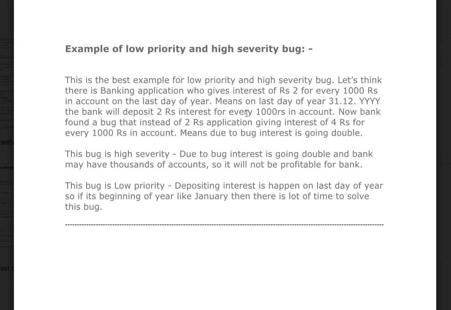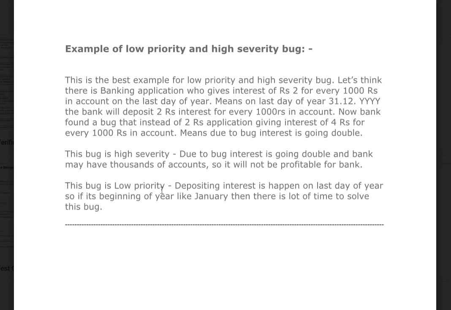This bug will actually impact the functionality on 31st of December, the last month of the year, but before that it is not going to impact. So this is actually a major, high severity bug. But why are we considering it a low priority? Suppose we consider the current month to be August, and this bug is going to impact in December.